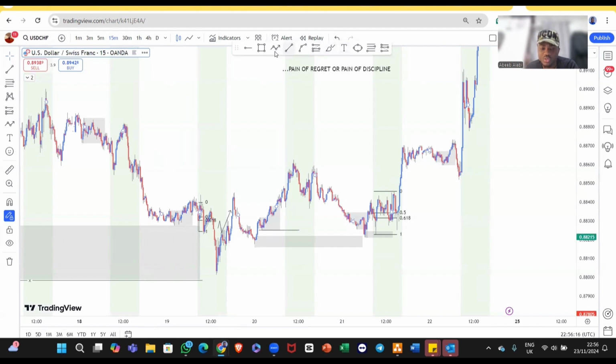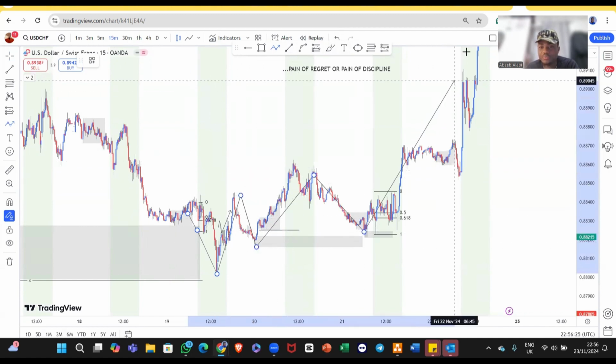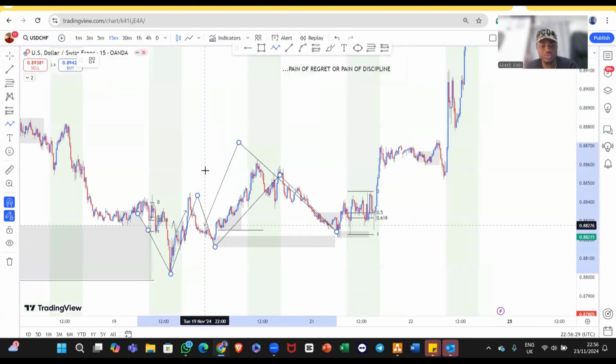When price got to this zone, I was looking to buy, and then I got stopped out. And can you see what later happened? Price went ahead and pushed to the upside. Let me show you.